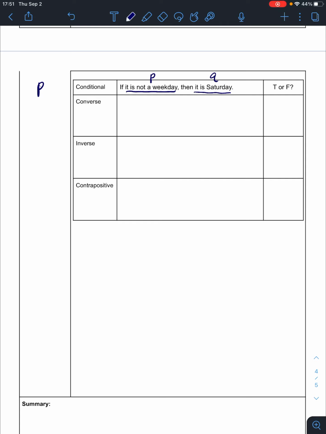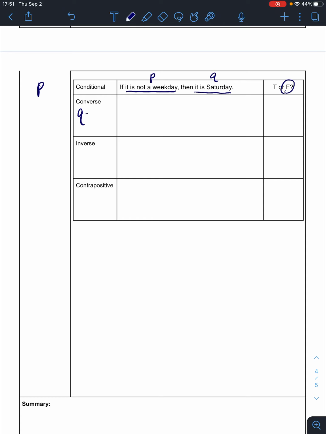So I'm saying it's not a weekday. Is it Saturday? And we're saying it is Saturday. Well, it could be Sunday. So that's false, right? And our counterexample is it could be Sunday. Sunday's not a weekday either.